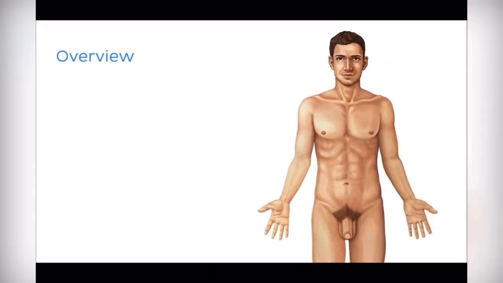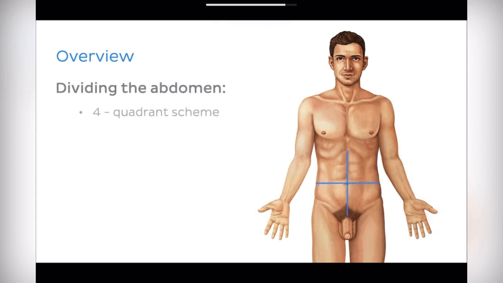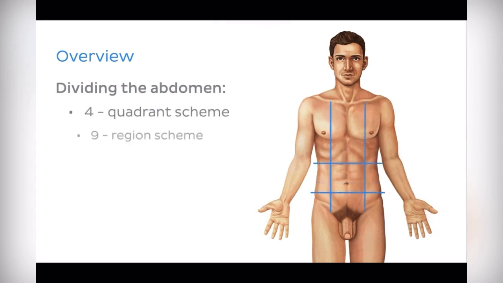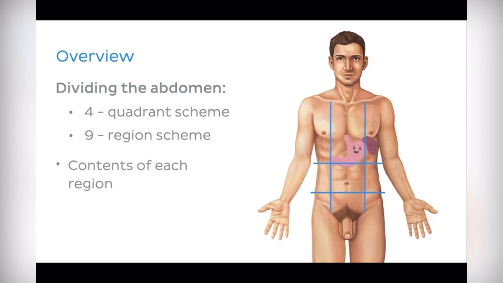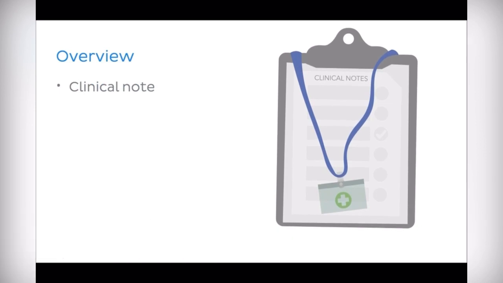In today's tutorial, we're going to identify two methods of dividing the abdomen into smaller regions, the 4-quadrant scheme and the 9-region scheme. We will then briefly explore the contents of each of the 9 regions and finish off this video with a clinical note on the regions of the abdomen.